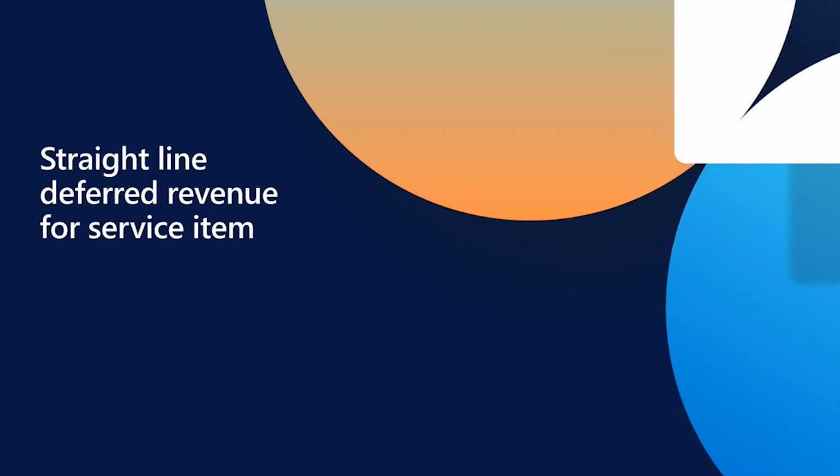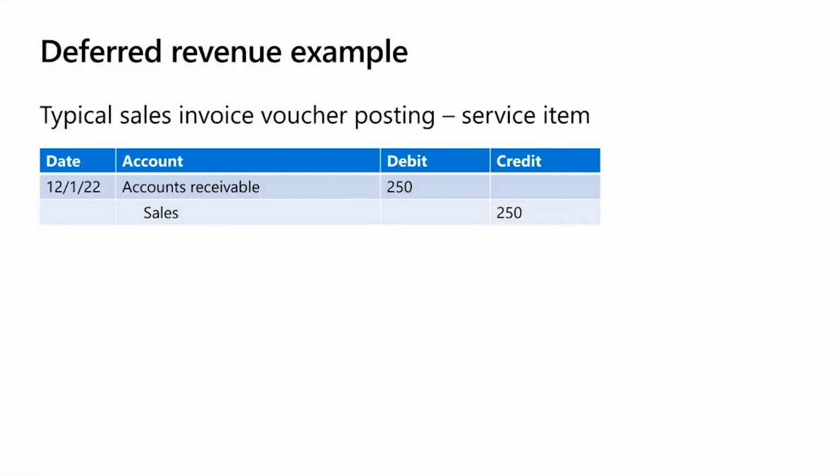Our first example is going to be a straight line deferral of revenue for a service item. In this case, what you would typically have in a non-deferred scenario would be, at the time of posting of the invoice, a debit to your accounts receivable and a credit to your sales. In our example that we're going to go through, we're going to add a deferral in there.